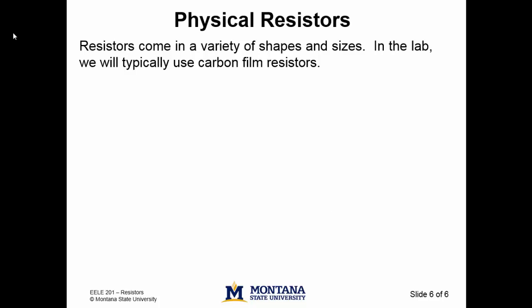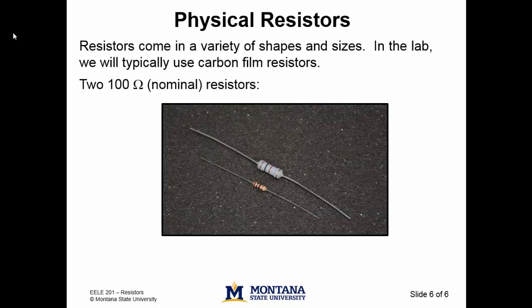Now, resistors come in a variety of shapes and sizes. In the lab this semester, we will typically use carbon film resistors. Since our hypothetical current voltage characteristic that we've looked at previously described a 100 ohm resistor, let's look at a couple of 100 ohm carbon film resistors. These two resistors have a nominal resistance of 100 ohms and are so-called 5% resistors, meaning their actual resistance will be within 5% of the specified nominal value. Therefore, in this case, the resistance of each resistor should fall within the range of 95 to 105 ohms.